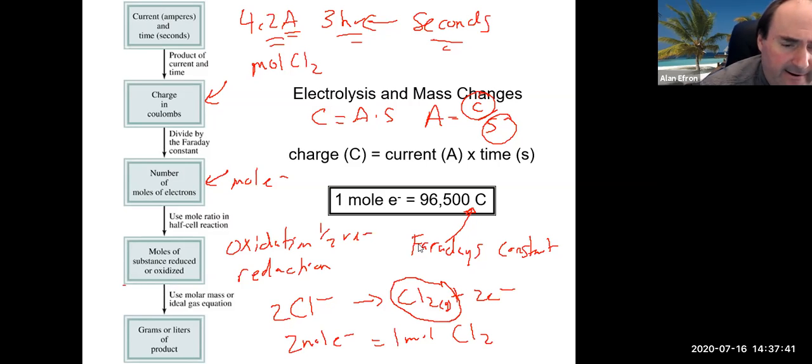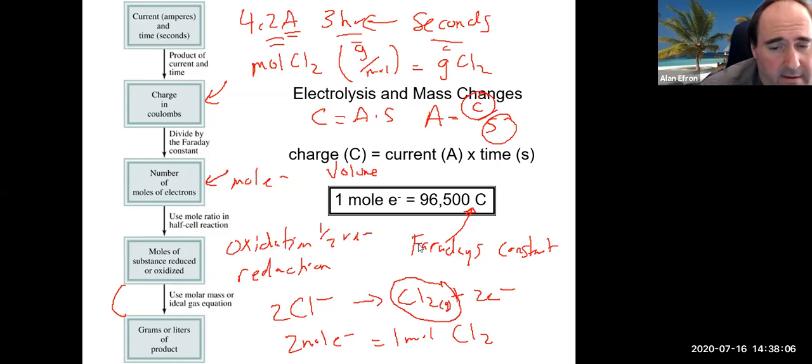And the last part here does vary depending on what you're dealing with. You could simply, once you have the moles, use the molar mass and figure out how many grams of Cl2 you would produce. Oftentimes that's used for a metal, to figure out how much solid you would make. But since chlorine is also a gas, we could figure out the volume of chlorine gas we would produce.